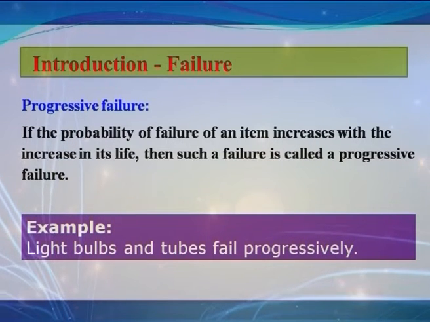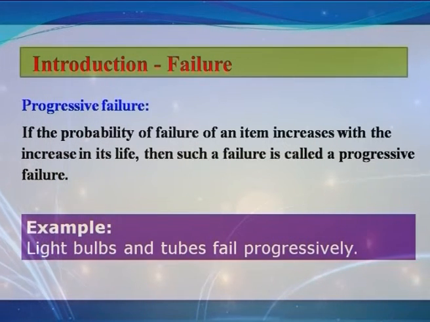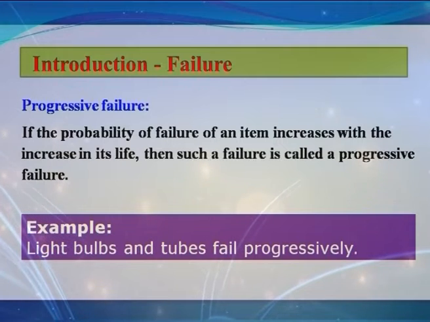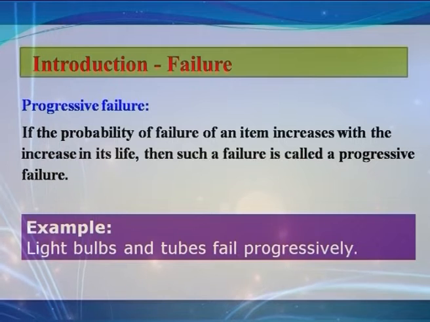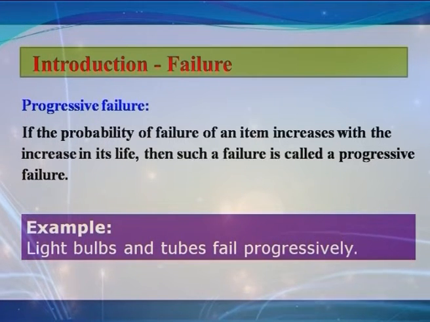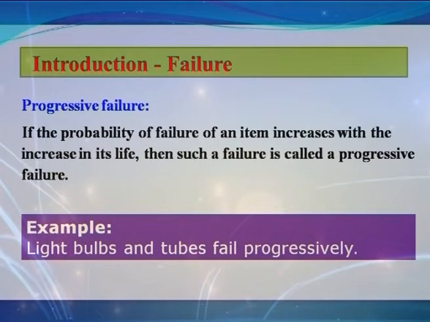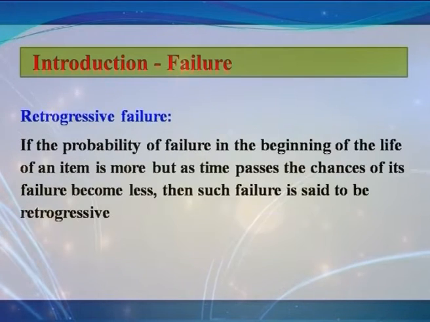Progressive failure. If the probability of failure of an item increases with the increase in its life, then such a failure is called a progressive failure. For example, light bulbs and tubes fail progressively.